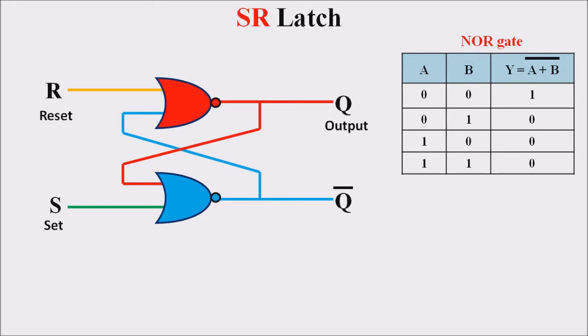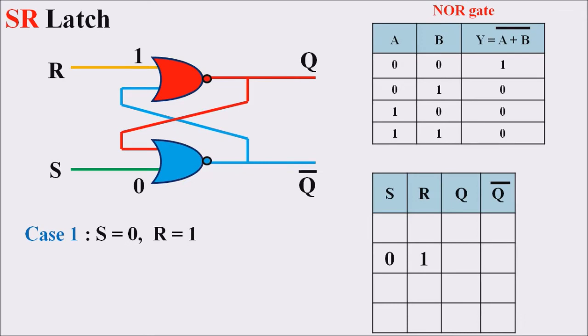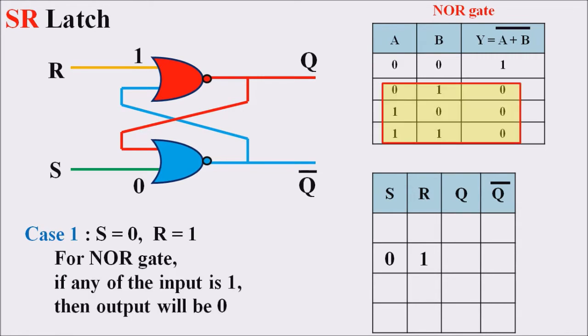So now let us introduce our concepts. We are dealing with our case 1. Case 1 is S equal to 0 and R equal to 1. That is, the input of set is 0 and the reset value is 1. This is feeding towards the two NOR gates. If we consider the NOR gate's truth table, for a NOR gate, if any of its inputs is 1, it will yield an output of 0. Here the reset R value is given as 1. Therefore, the output Q will always be 0. So, the output Q is 0 because the reset R is given as 1 here, according to the truth table of the NOR gate: when any of its inputs is 1, the output will be 0.